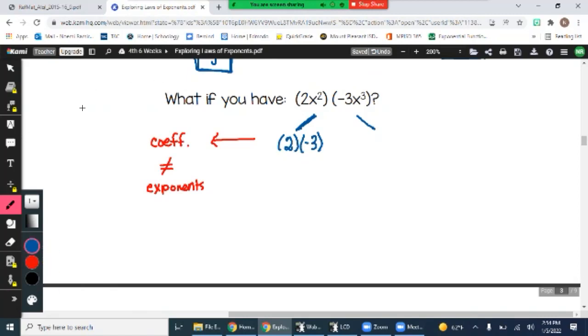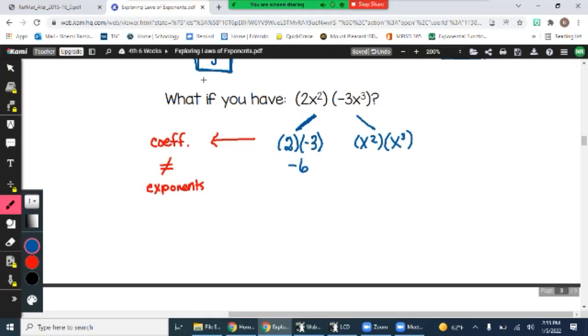So since they're in parentheses, what am I going to do with these 2 numbers? Multiply them. So 2 times -3 is -6, and I cannot do anything else with this group. But I can start another group. What can I group with x squared? X cubed.